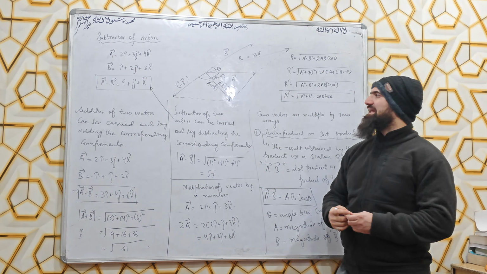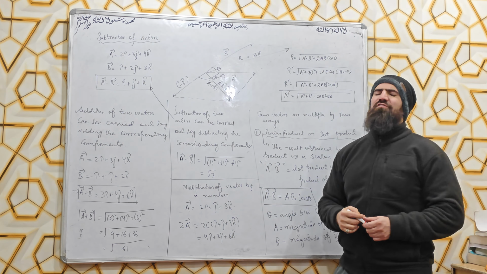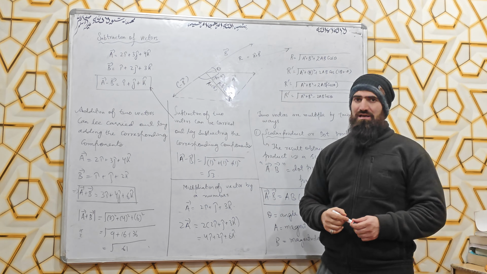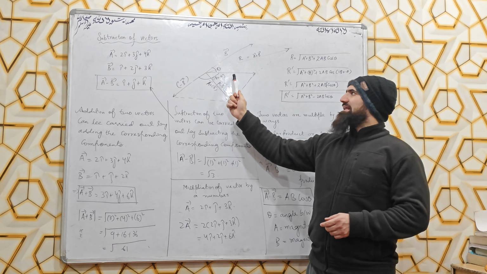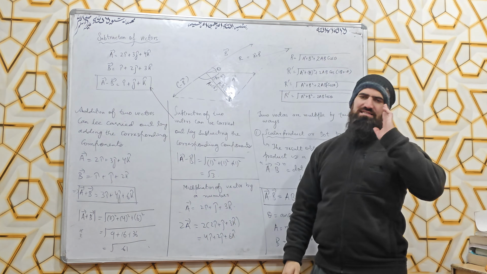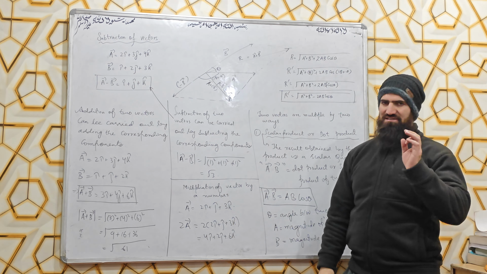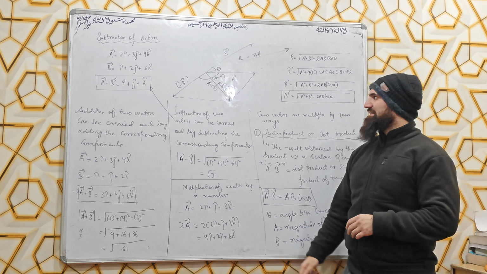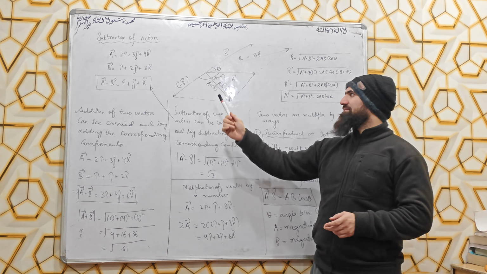But if we want to find a minus b, we know of a concept that is known as negative vector. If we have got b as this vector, then minus b will be this vector, which will be completely in the opposite direction of the b, and it will have the same magnitude as that of b. Then a minus b can be formed.